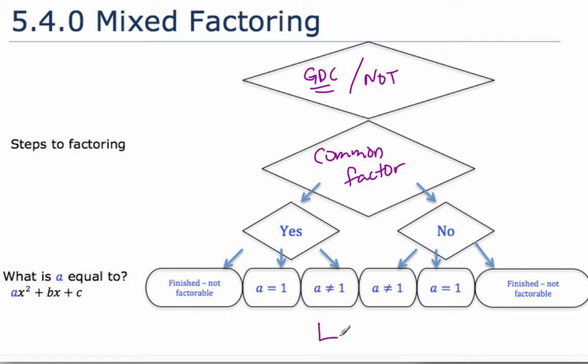You do the one with the box. If A equals 1, you do the magic question only. If it doesn't equal 1, you have to do the magic question and the box. If A equals 1, it's just the magic question, or if it's not factorable, then you are done. So let's consider what we have here.